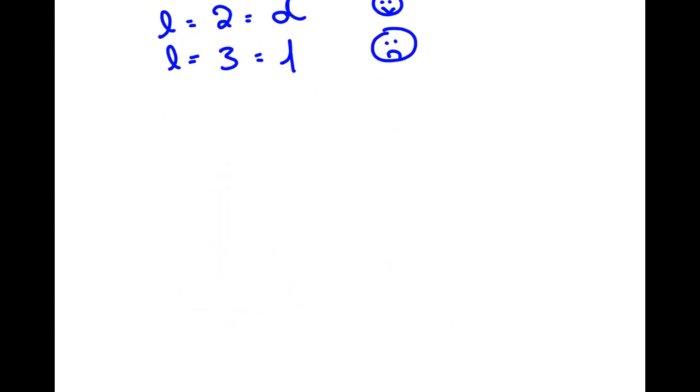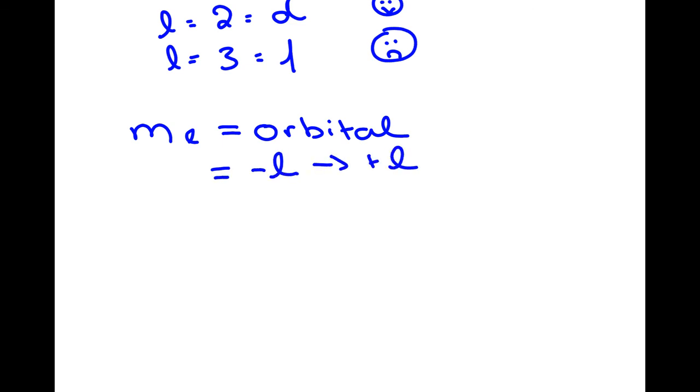All right, so the third quantum number is the ml. And this one tells us what orbital our electron is in. Now, the ml can be any value from -L to +L. So let me show you what I mean.